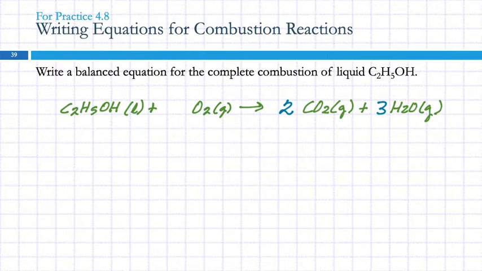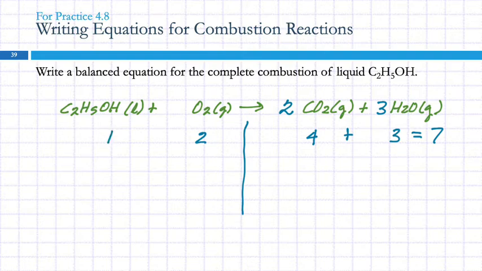So from this guy over here, I've got 1 oxygen. And from this, I've got 2. Here on the other side, how many oxygens? 4 and 3. So I have a total of 7 on the right side. I need to get 7 on the left side. Well, I don't want to change this one.